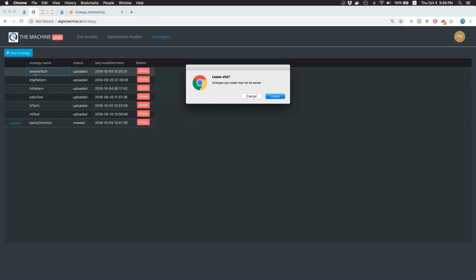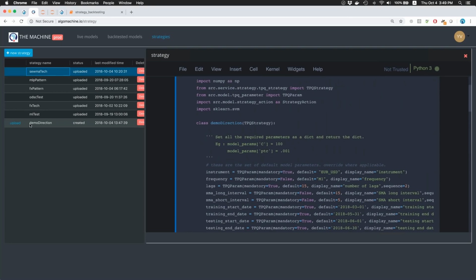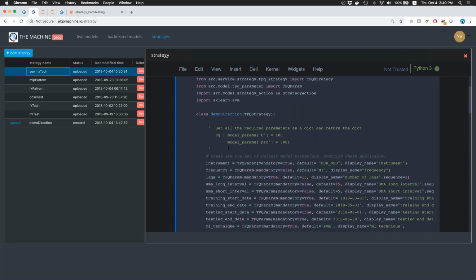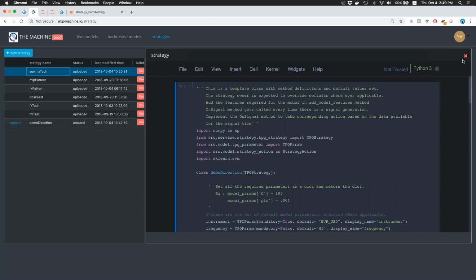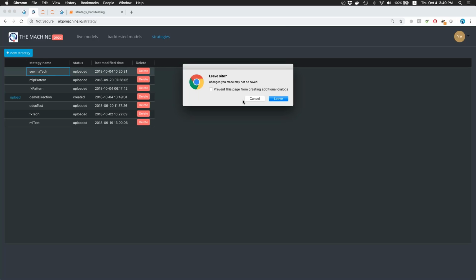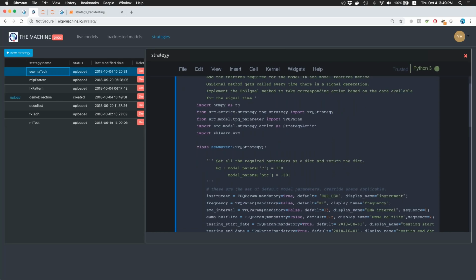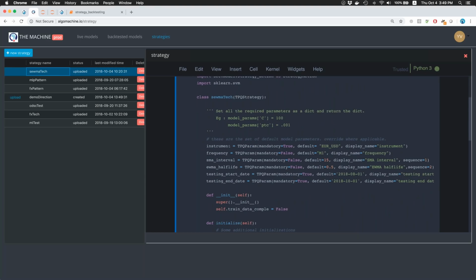And when I open this, here I haven't saved the changes before. This is why I got prompted there. So I need to save a checkpoint. And now I'm in my SEWMA tech, so for technical strategy, and this is something I've prepared before.